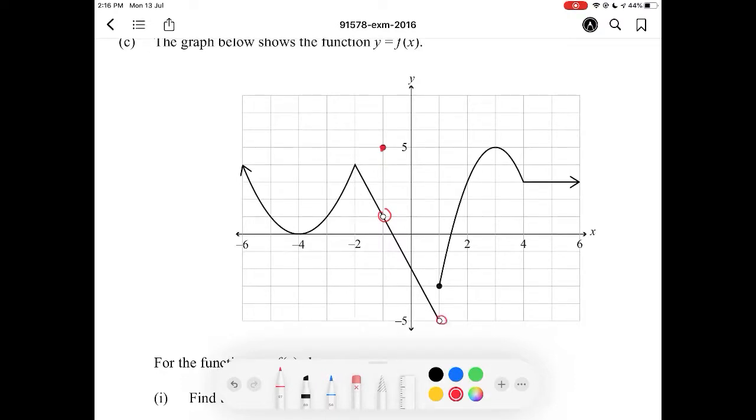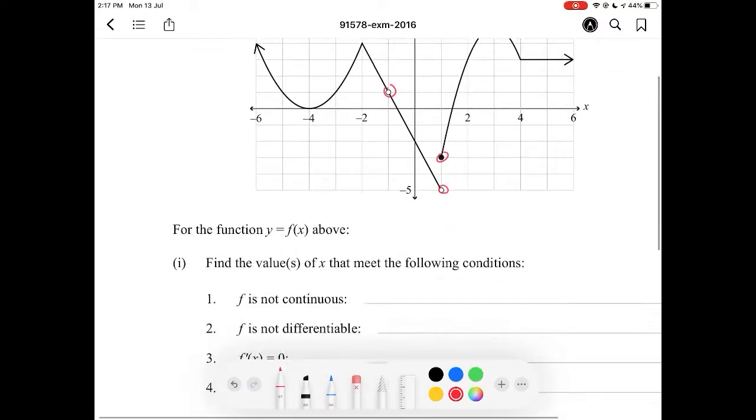For this point here, it's not continuous either because they're not connected. Basically, if it's not continuous, the lines are not connected, or if you see a white dot, that's not continuous either. So there are only 2 points in this case: x equals 1, x equals negative 1.